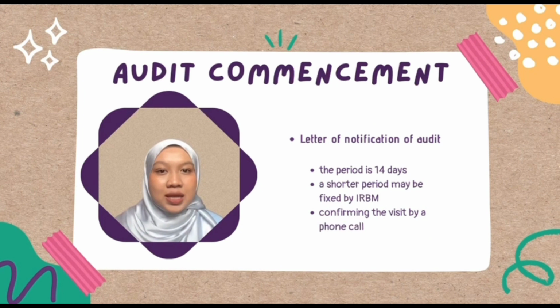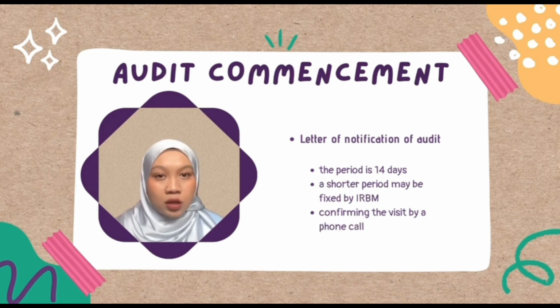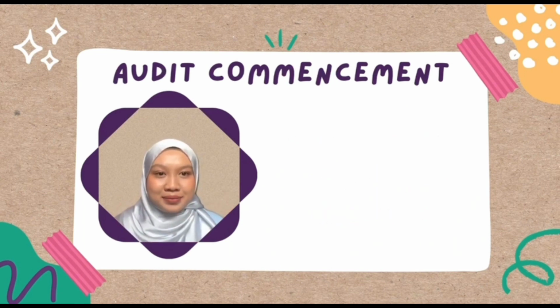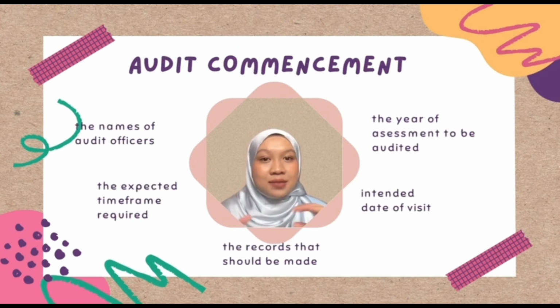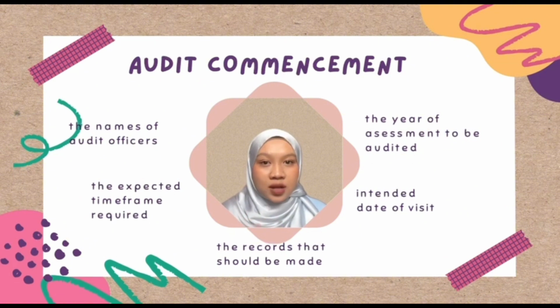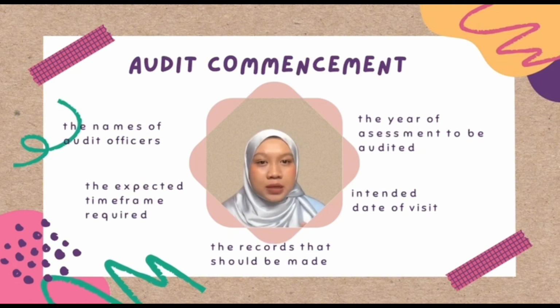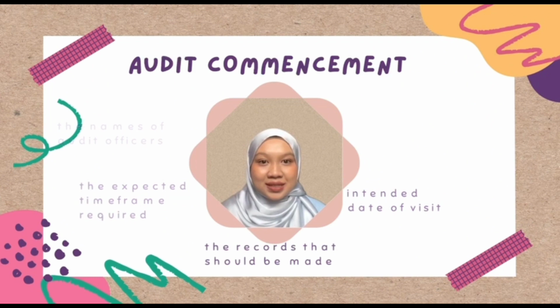A confirmation letter is usually followed by a phone call to confirm the audit visit. A taxpayer may request for the audit visit to be deferred due to unavoidable circumstances and reasonable grounds. A taxpayer can confirm an audit visit by contacting the branch audit manager or branch director of IRBM. The taxpayer may contact the branch audit manager or branch director of IRBM for the purpose of confirming the audit visit.